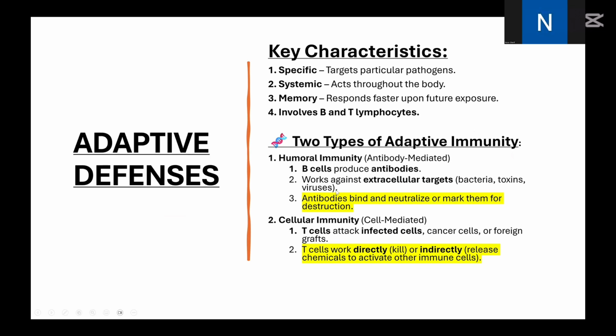But if there are extracellular viruses that can survive without going into a cell, and reproduce and all of that, we would use humoral immunity. Now the cellular immunity, it kills cancer cells, foreign grafts, and infected cells. It works directly, either by cytotoxic activity, or indirectly by releasing chemicals to activate other immune cells.